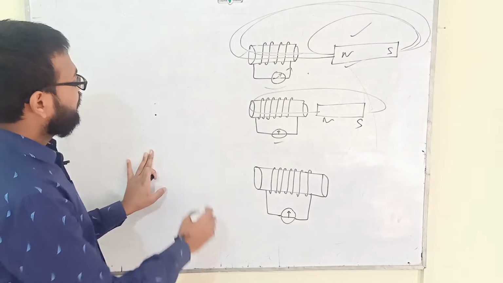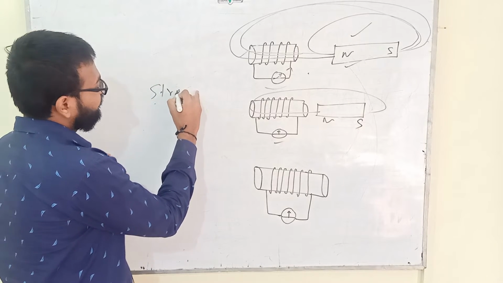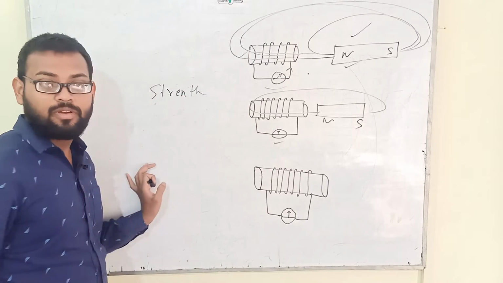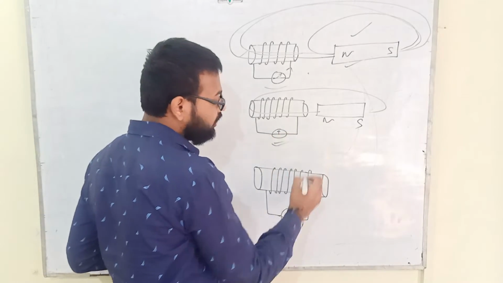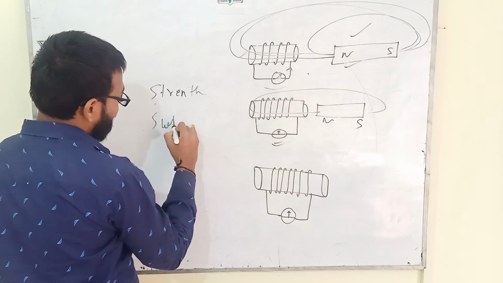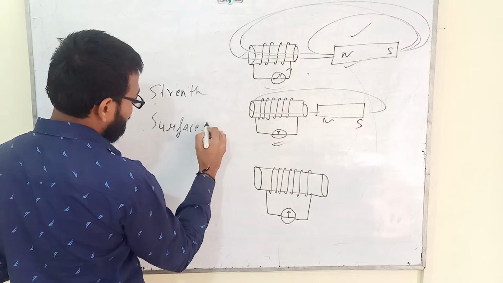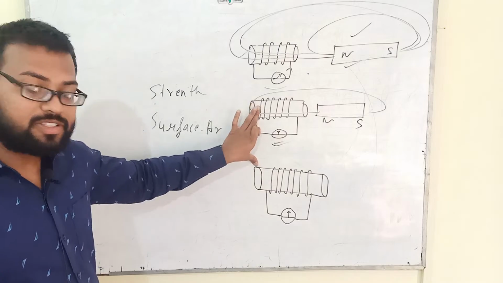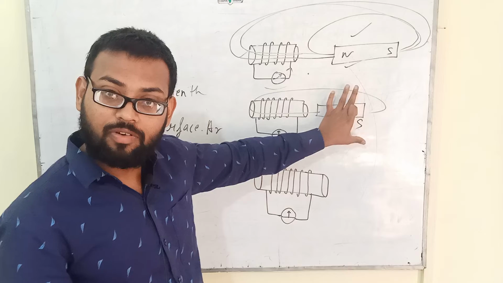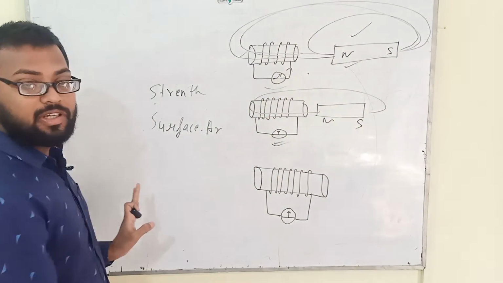Now let me tell you what happens here. If we increase the strength of the magnet, the magnitude of the induced current will increase. If we increase the surface area, the area which will be cutting the magnetic flux will be increased, and when the area is increased, the current will also increase.